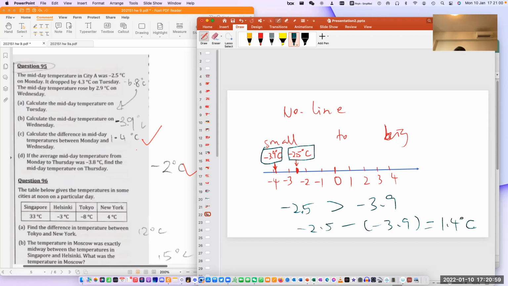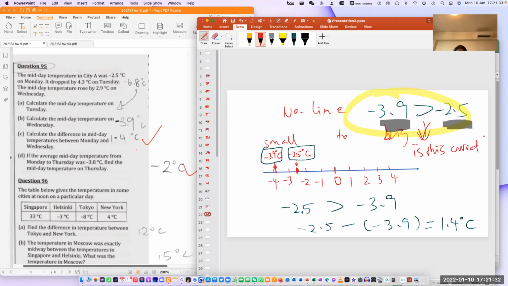Are you clear or not? Because sometimes I think our brain will malfunction. Malfunction means somehow a short circuit, like making a mistake. Like thinking -3.9 is bigger than -2.5. Sometimes our brain will work like this. Why? Because we see that 3.9 is bigger than 2.5. That's why -3.9 is bigger than -2.5. Is this correct or not? The answer is no, because we are talking about negative numbers.